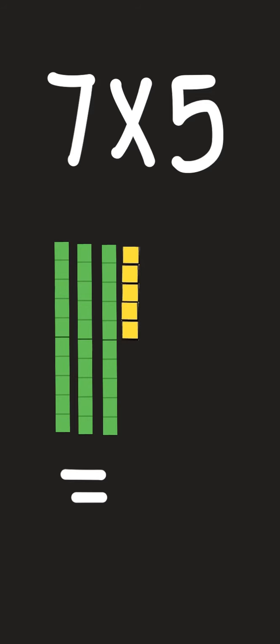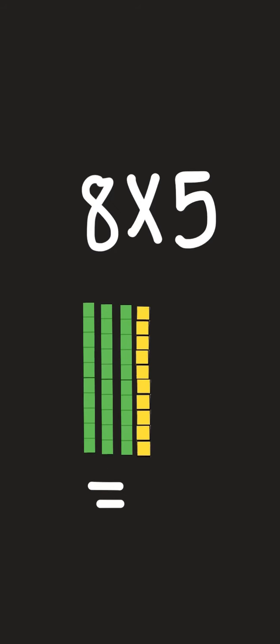7x5, 5, 10, 15, 20, 25, 30, 35. 7x5 is 35. Did you get it right? 8x5. 5, 10, 15, 20, 25, 30, 35, 40. 8 times 5 is 40. And I've made a 10 here, so I can replace that with a green 10 block.